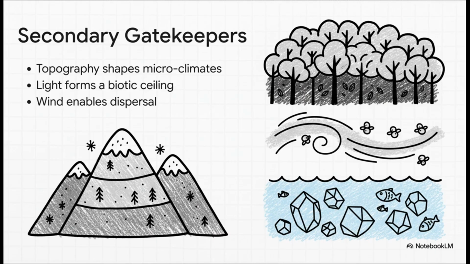Take topography, for example. Things like altitude and slopes create these unique, life-harboring microclimates in otherwise hostile regions. Then you have light intensity, which creates a literal biotic ceiling in shaded forests, dictating exactly who gets to claim the territory down below. Wind disperses seeds, but also brings the risk of drying everything out, and salinity acts as the ultimate filter in aquatic environments. All of these site-specific factors act as extremely strict local gatekeepers.